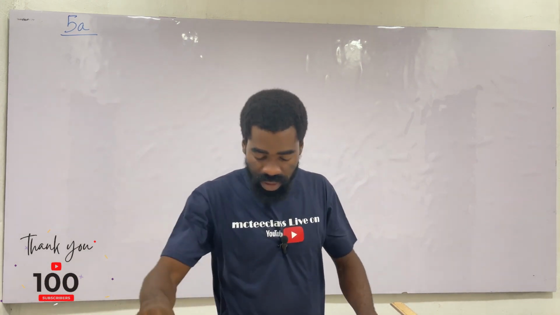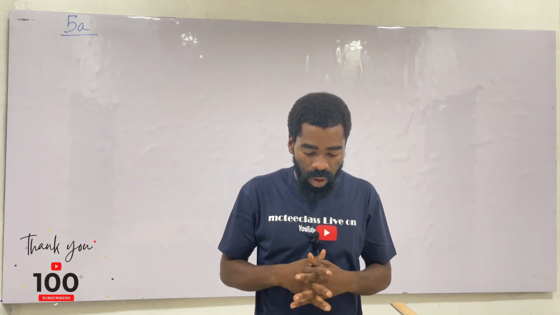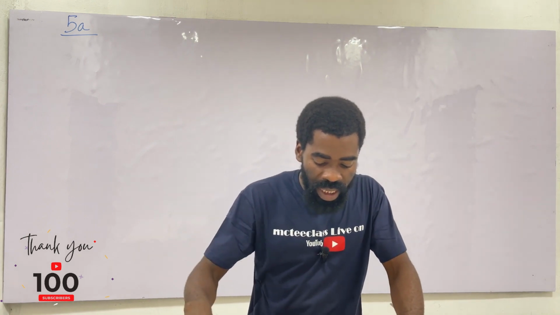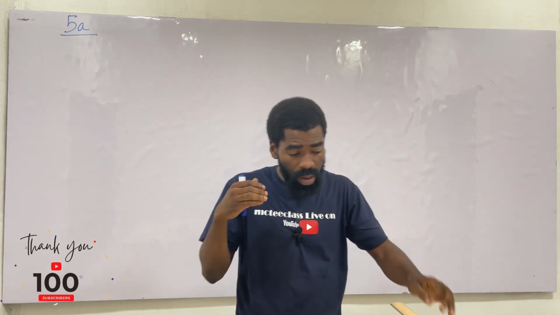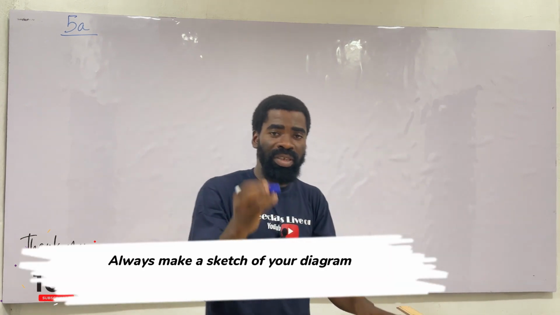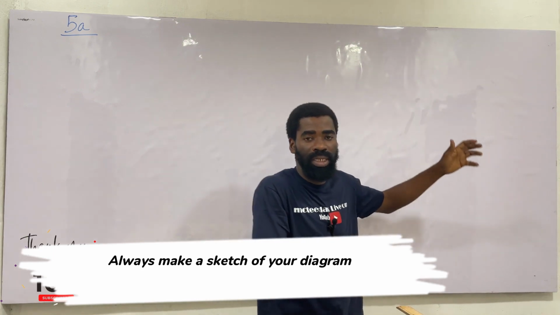Good. So let's go into it. Using a ruler and a pair of compasses only, construct a triangle PQR. We are constructing a triangle PQR. Now, most of the time, before you do the construction, try sketch it and see. So we'll try use a freehand sketch to see how our construction will be.